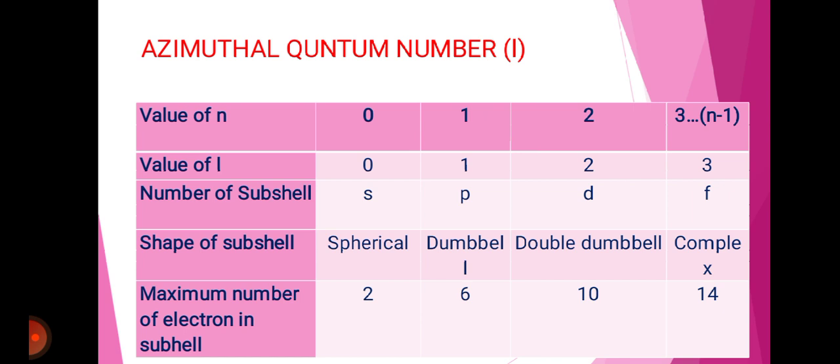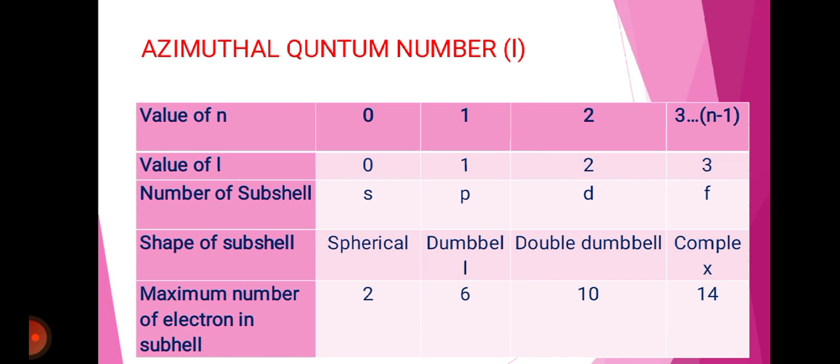So for the principal quantum number 2, the value of l, the azimuthal quantum number, is 1. So the subshell is the p orbitals, and the shape of the p orbitals is dumbbell shape, and the maximum number of electrons is 6, because in the p orbitals there are 3 orbitals, px, py, and pz. So the maximum number of electrons is 6.